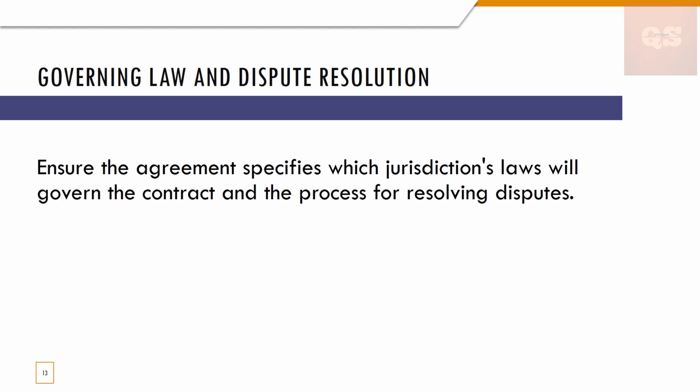Governing law and dispute resolution. Ensure the agreement specifies which jurisdiction's laws will govern the contract and the process for resolving disputes. Based on the location where this agreement is happening, there might be some legal requirements. So if any disputes happen, they will be covered under that jurisdiction's laws. That also needs to be specified and made clear.